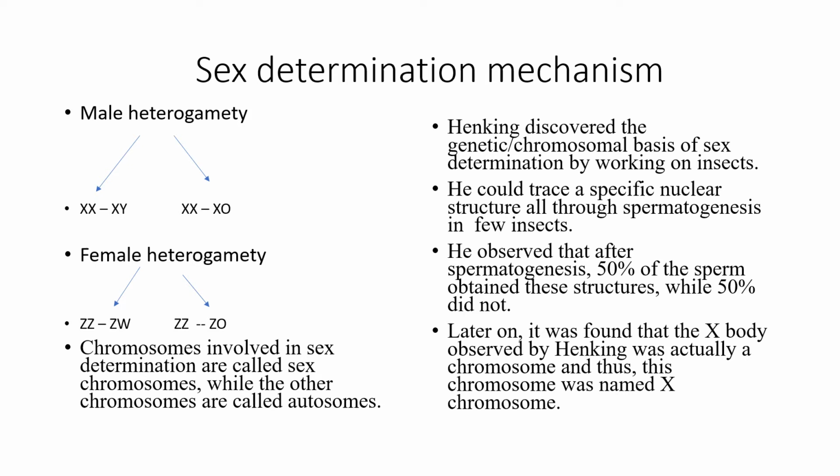So he discovered sex determination. How? By working on insects, based on chromosomes. Then he could trace some changes, and based on that, he told 50% of the sperm possess it, 50% did not have that. Based on that, autosomes and allosomes were also described.